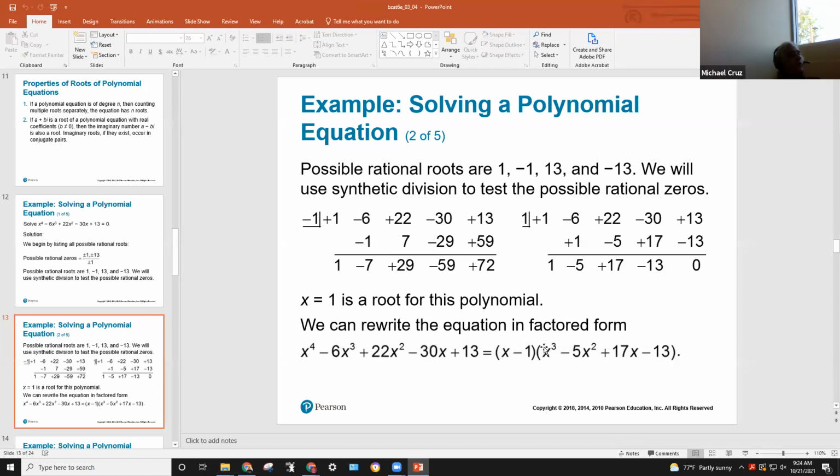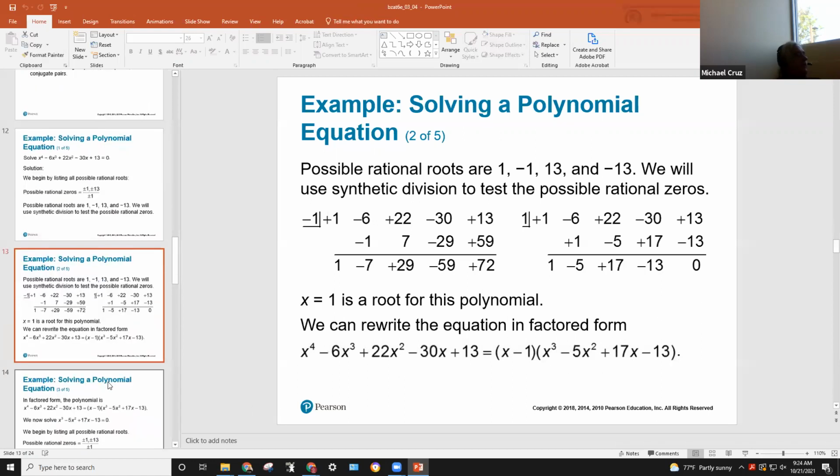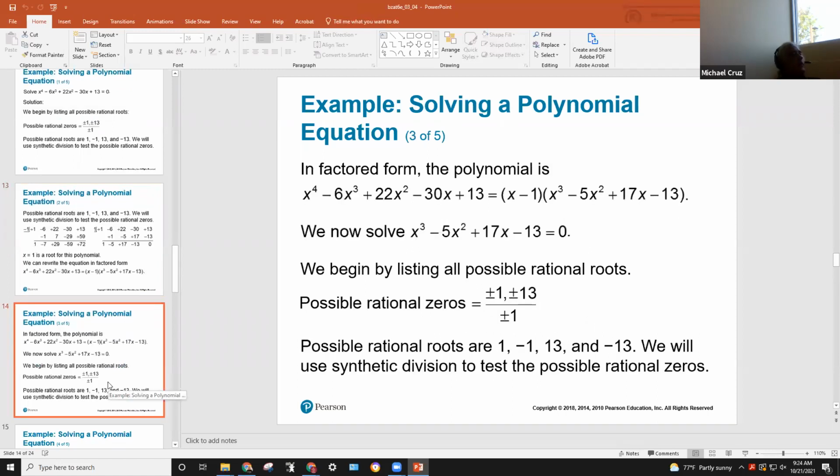And then the rest of the factored polynomial is just this right here. That now is a cubic. So 1 x cubed, -5x squared, 17x, and then the -3 is a constant. All right, now what you've got to do now is start all over.